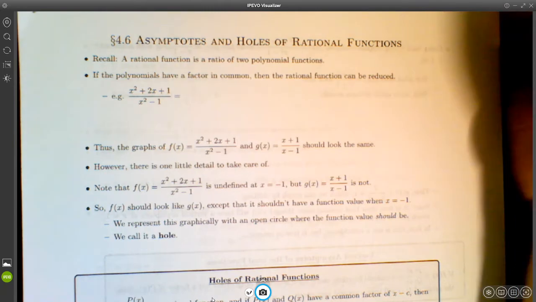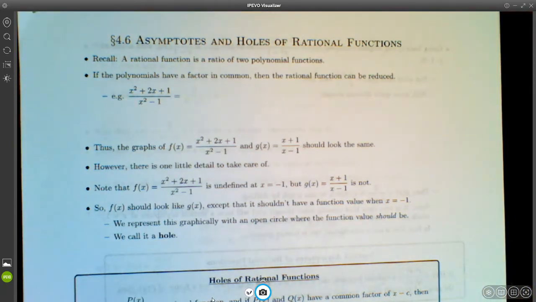What we want to do in 4.7, we're going to talk about graphing these things. But to help us get there, we first have to talk about asymptotes and holes of rational functions. So that's what we're going to do in this section.